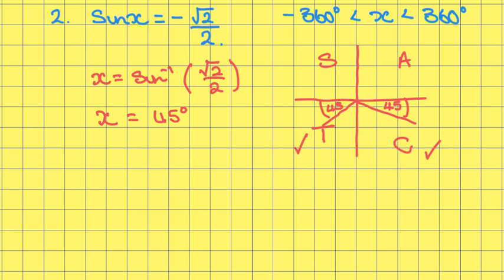So my first angle is all the way round there. So it is 180 plus 45. So x equals 225 degrees. And my second is all the way around there. So it is 360 minus 45, which will give us 315 degrees. So our two values are x equals 225 degrees and x equals 315 degrees.